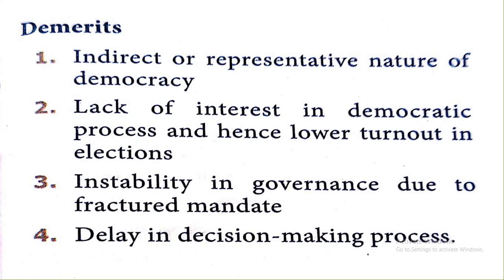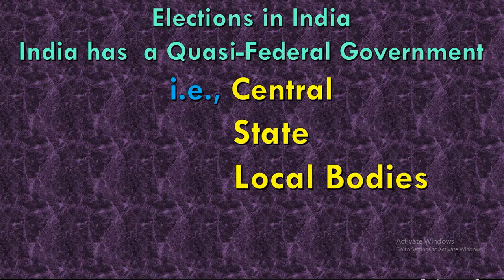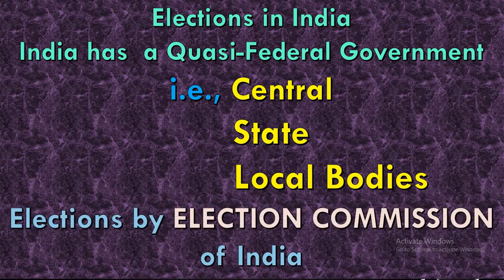Now let's see the next slide. Elections in India. India has a quasi-federal government. What do you mean by quasi-federal? It deals with all the levels: central, state, and local bodies, local administration. Thus, elections are conducted periodically by the Election Commission of India. The headquarters of Election Commission is in New Delhi.